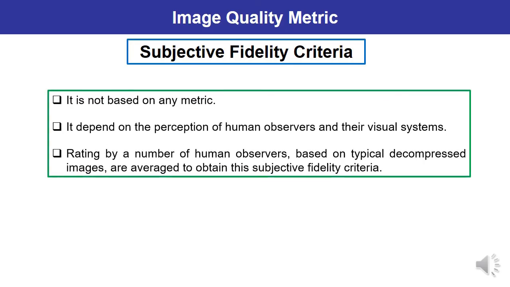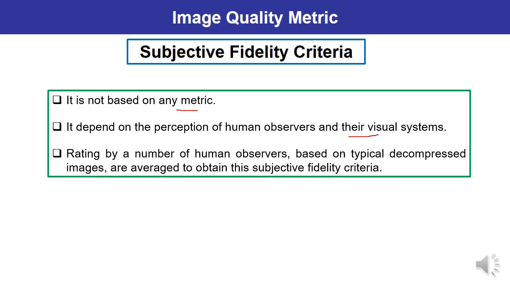So subjective fidelity criteria is not based on any metric. It depends on the perception of human observers and their visual system. This is a very important point: it depends on the perception of the human observer. As I have told you, my perception and my evaluation may be different from your evaluation.